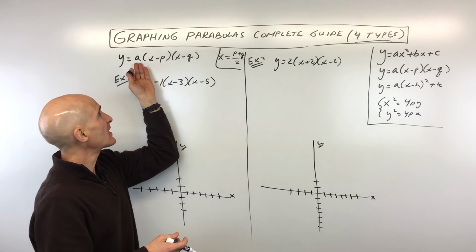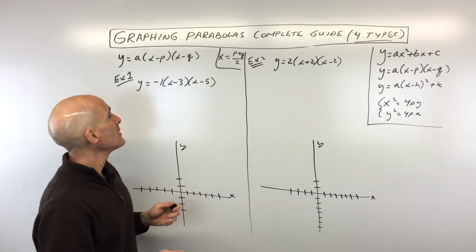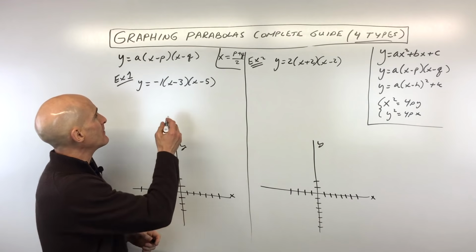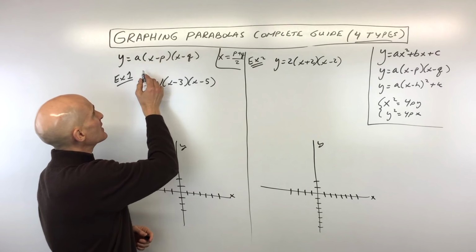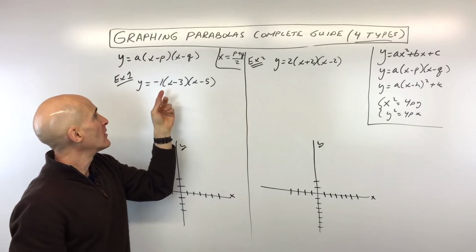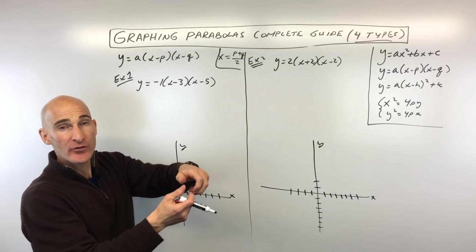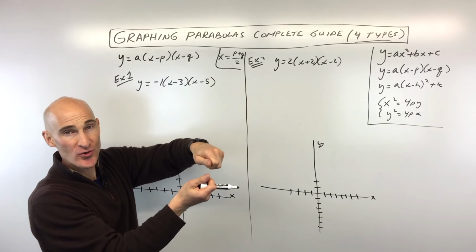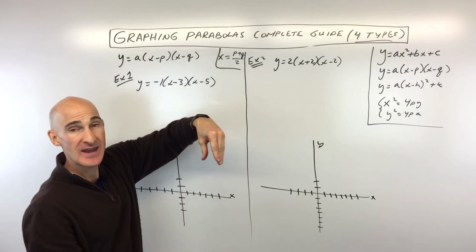Okay, so the way to recognize this is it's in factored form. So let's look at example number 1 here of this type. You can see our a value is negative 1, and all that a value really represents is that the parabola is opening down. The larger the a value is, like if it was 2 or 3 or 4, it's going to stretch it by 2 or 3 or 4 times, which is going to make the graph narrower.